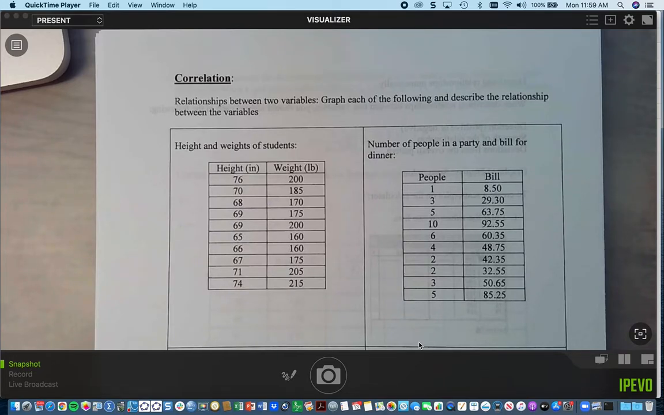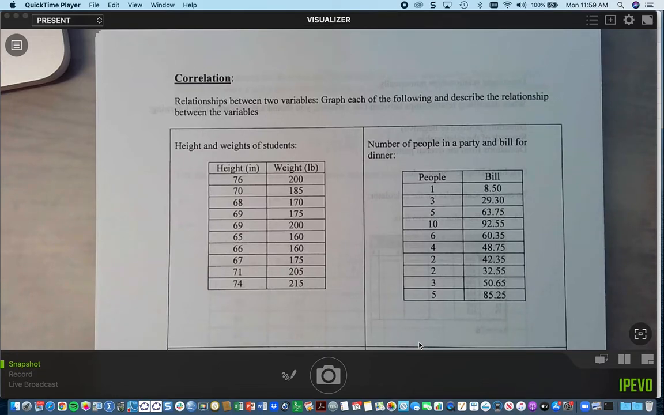So there's a handout on D2L that's about correlation and regression, and it's in chapter 4 and in chapter 5. Chapter 4 is about correlation, and chapter 5 is about linear regression, where we actually try to fit a model to some data.